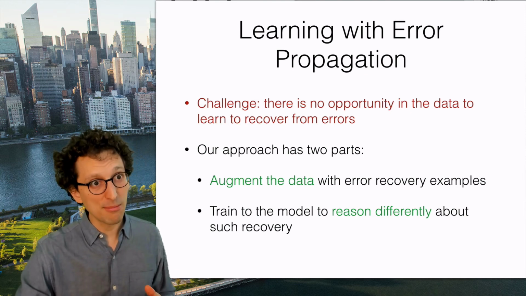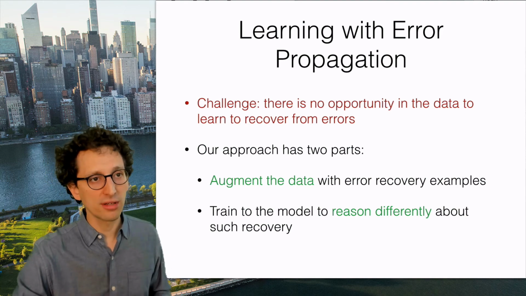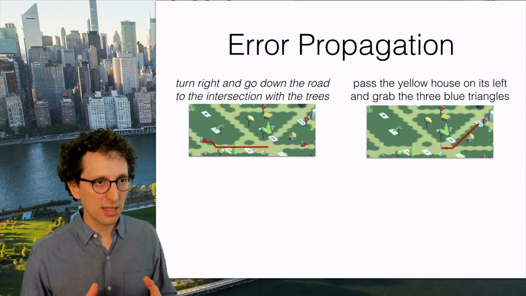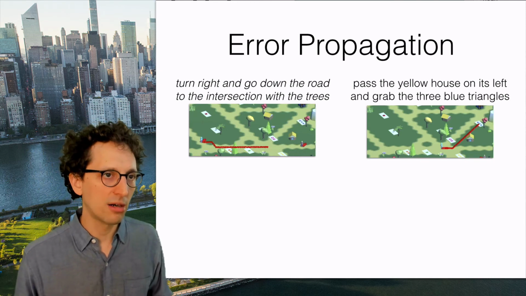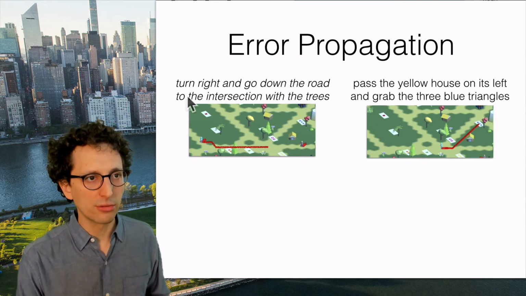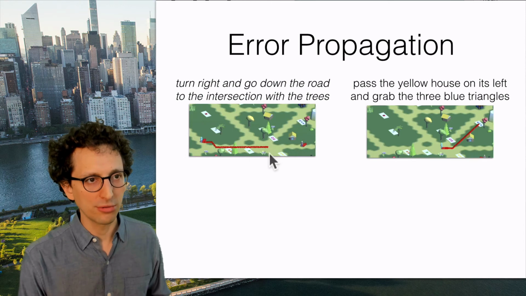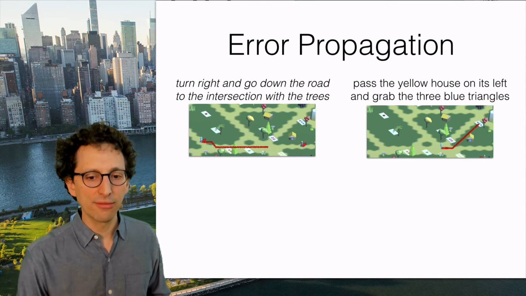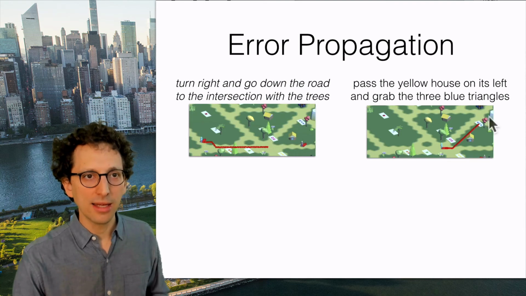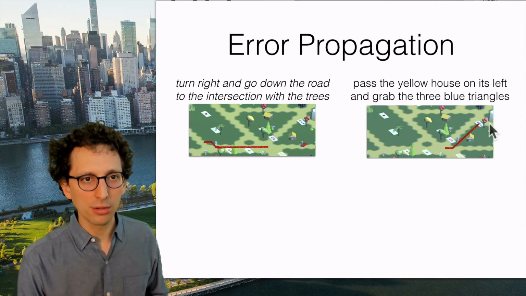And I'm going to show an example of why this is important, how this works. So these are two consecutive instructions in CerealBar. The first one is: turn right and go down the road to the intersection with the tree. So we want to go down here. And the second one is: pass the yellow house on its left and grab the three blue triangles. So we want to go like this. So these are the two instructions.